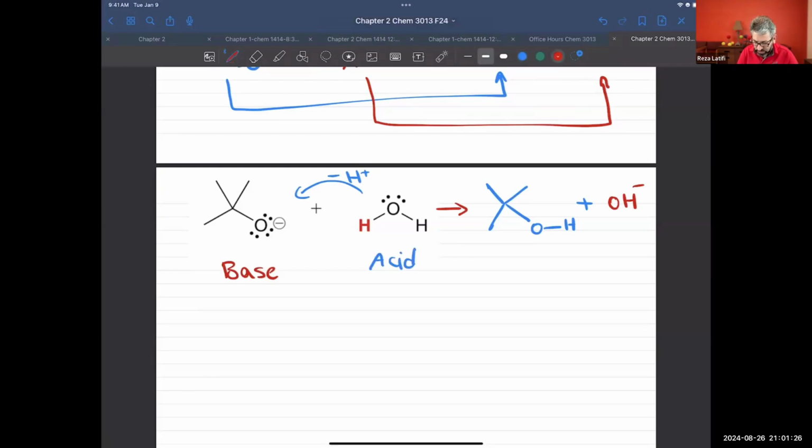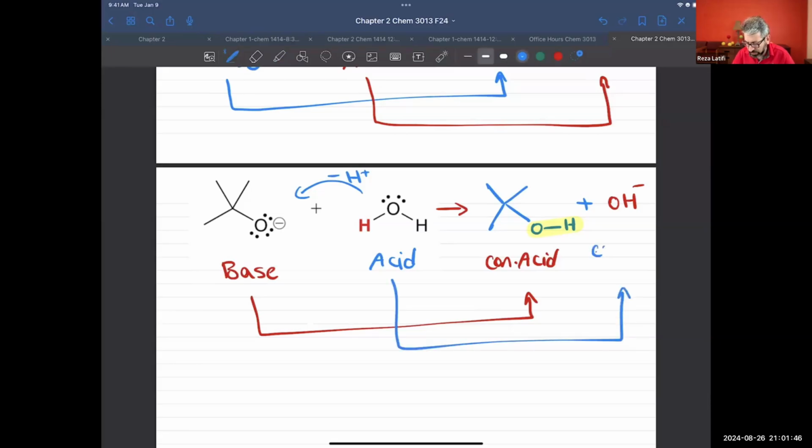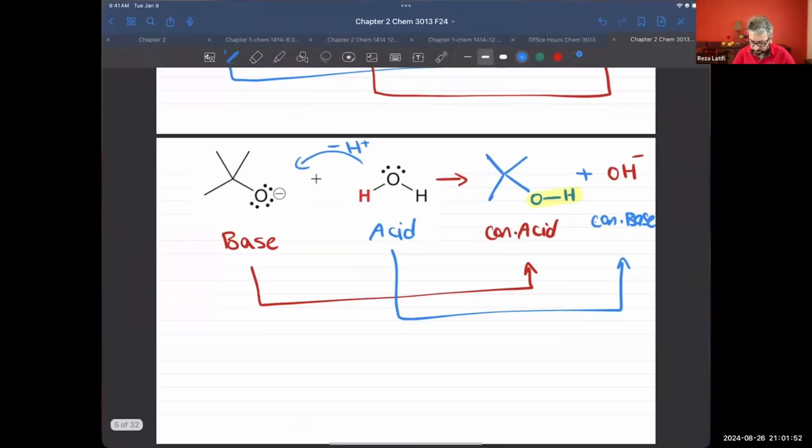If this one is the base, after gaining H plus it turns into the conjugate acid, and yes, it does have H plus there. And OH minus will be the conjugate base.